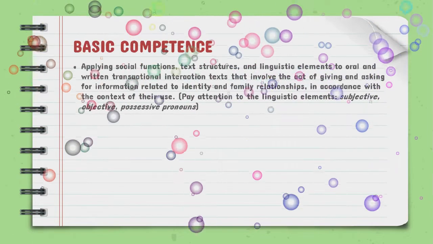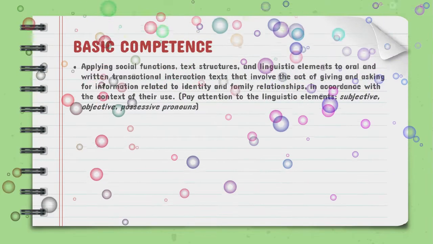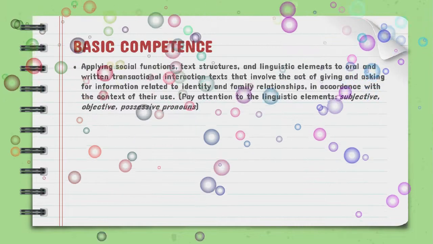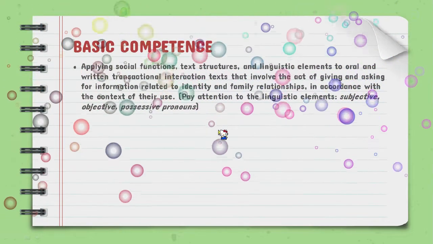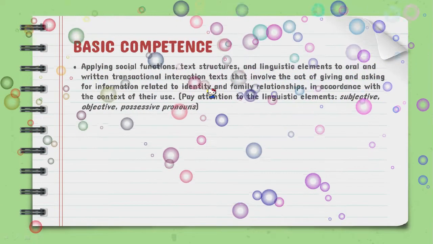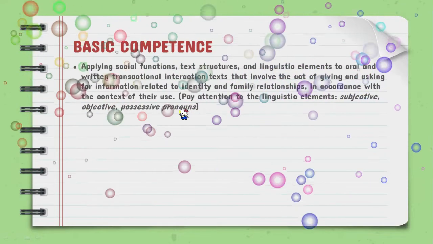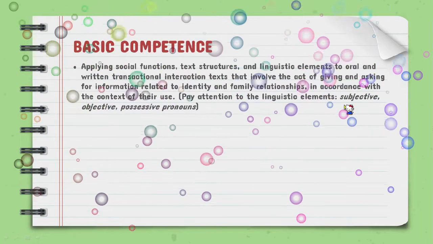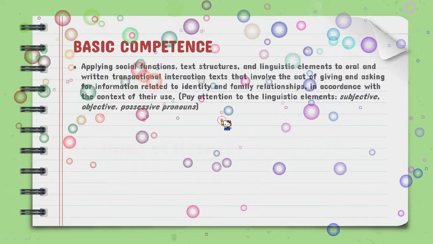The basic competence of today's lesson is applying social function, text structures, and linguistic elements to oral and written transactional interaction texts that involve the act of giving and asking for information related to identity and family relationships in accordance with the context of their use. Pay attention to the linguistic elements: subjective, objective, and possessive pronouns.